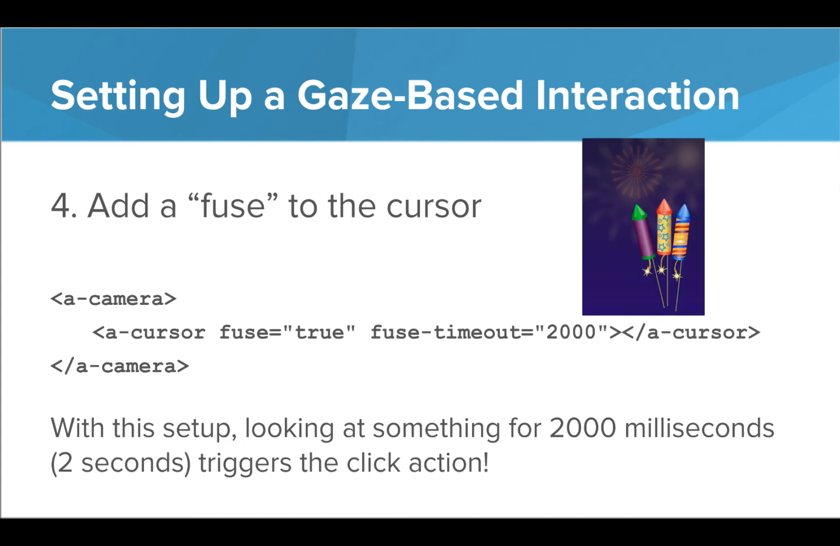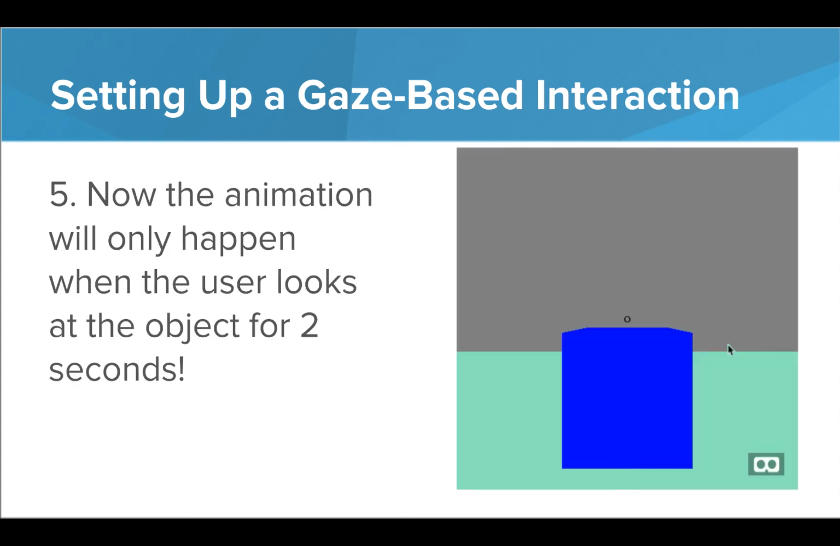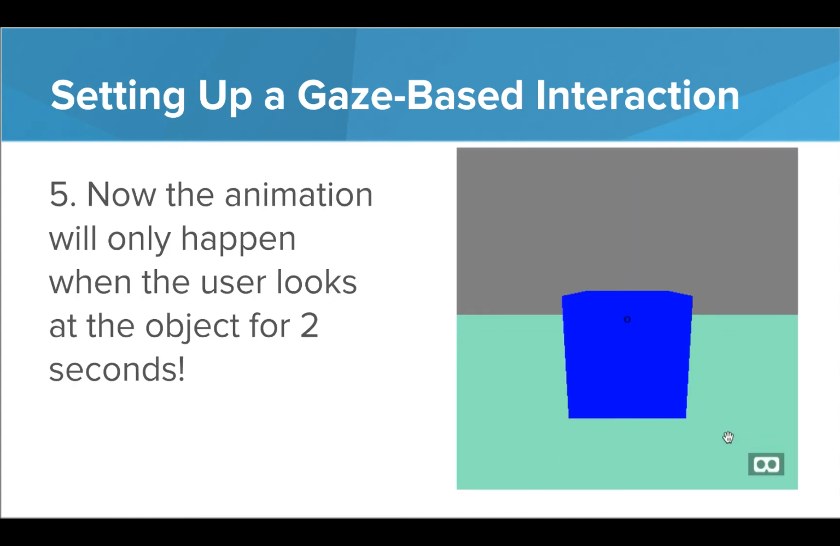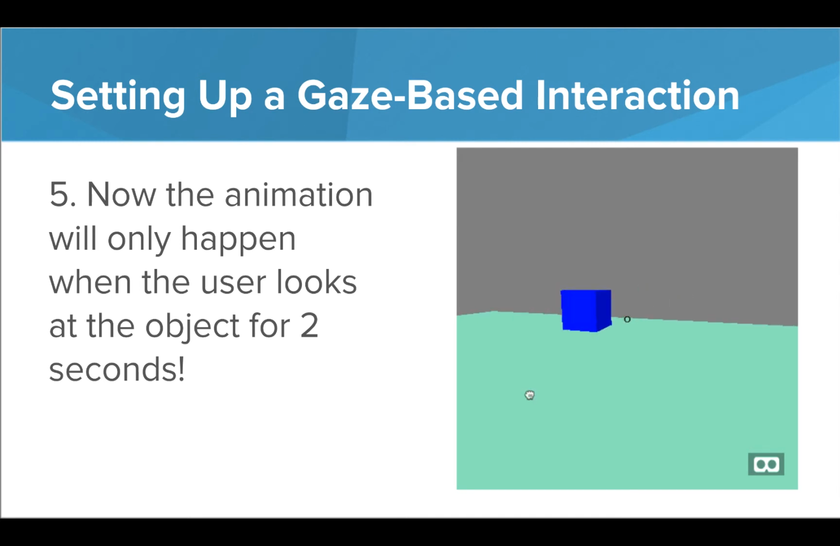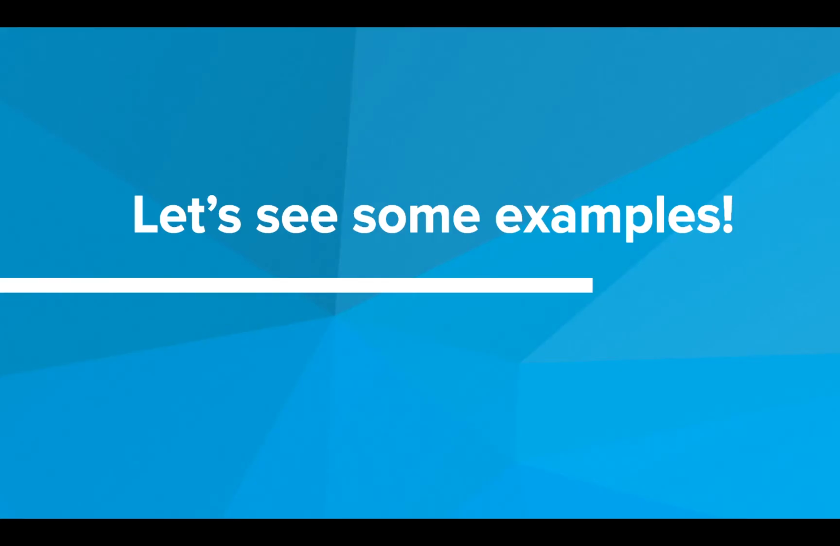Fuse is kind of a weird name for this, but the idea is that it's like a fuse on a firework. It ticks down and after 2 seconds, boom, the action goes off. Remember, the animation is still set to begin on a click. The fuse is really just a way to generate that click without using a mouse. So let's take a look back at this animation again. It's the same thing as we saw earlier, but now the animation starts just by looking at an object for 2 seconds. Okay, so let's head on over to the browser and take a look at some examples.